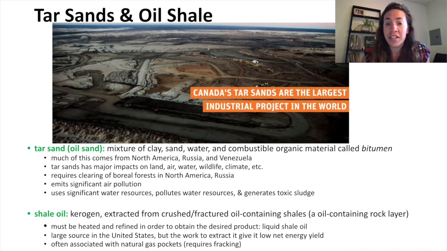The other thing that the United States tried was to shift to accessing oil via shale. Shale is an oil-containing and natural gas-containing rock layer, and we have a fair amount of it in the United States. It's hard to access. It's not as easy to access as liquid crude oil. It's a material called kerogen, and it has to be heated and then refined in order to obtain the actual liquid shale oil. But we have a large source of it in the US, but because of the extraction process, it has a lower net energy yield.